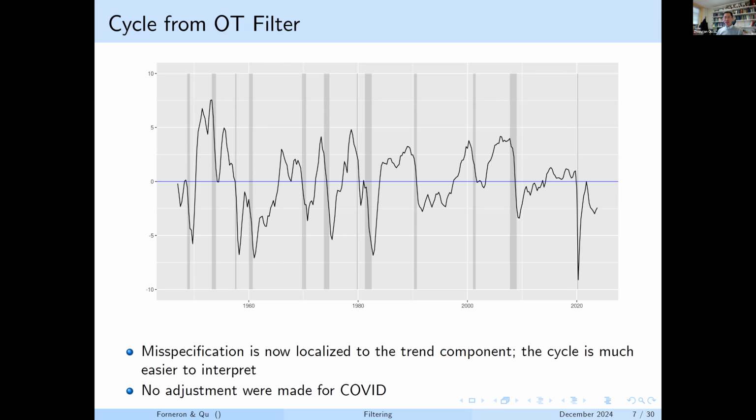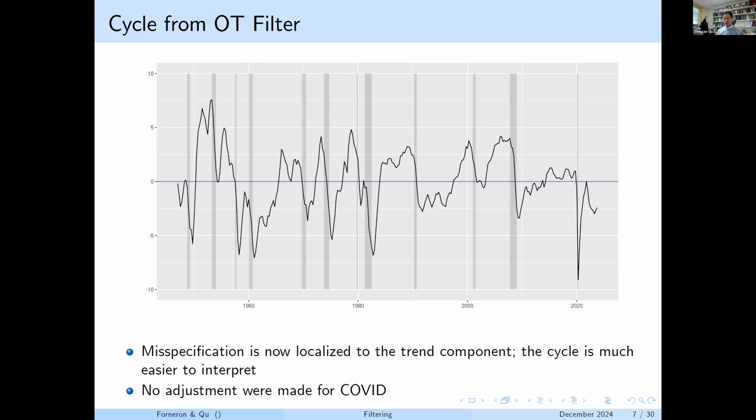I think the intuition for this is that now the model is still misspecified, but the misspecification is localized to the trend component, and the cycle is not getting contaminated, so we get some results that are much easier to interpret.